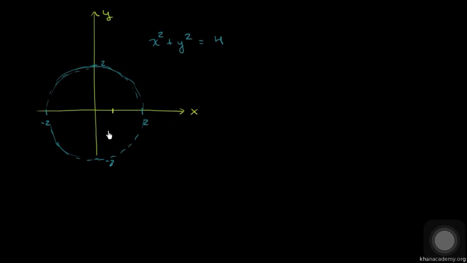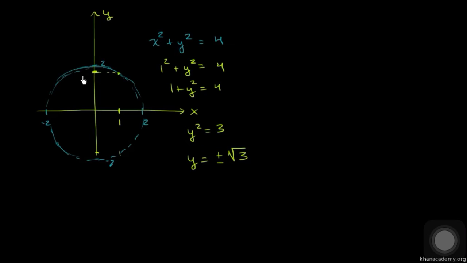You pick a given x, let's say x is equal to 1. There are two possible y's that are associated with it. This y up here and this y down here. And we can even solve for that by looking at the equation. When x is equal to 1, we get 1 squared plus y squared is equal to 4. 1 plus y squared is equal to 4. Or, subtracting 1 from both sides, y squared is equal to 3, or y is equal to the positive or the negative square root of 3. This right over here is the positive square root of 3, and this right over here is the negative square root of 3.